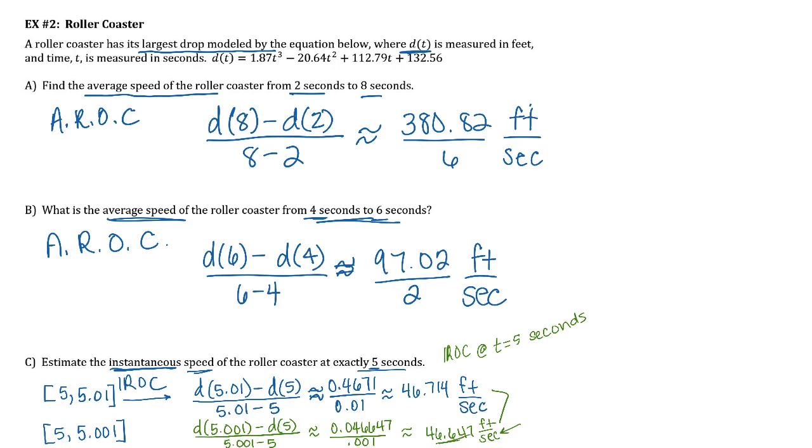Now imagine if we keep repeating this process, we're going to get something pretty close to 46.647 feet per second. Goodness, it is not my knot. So again, feet per second.